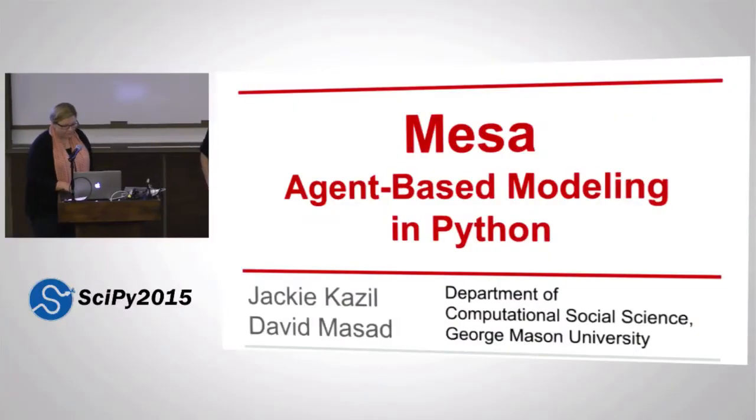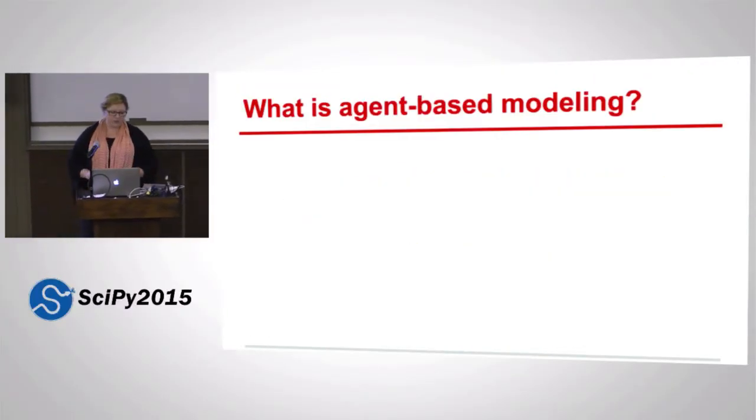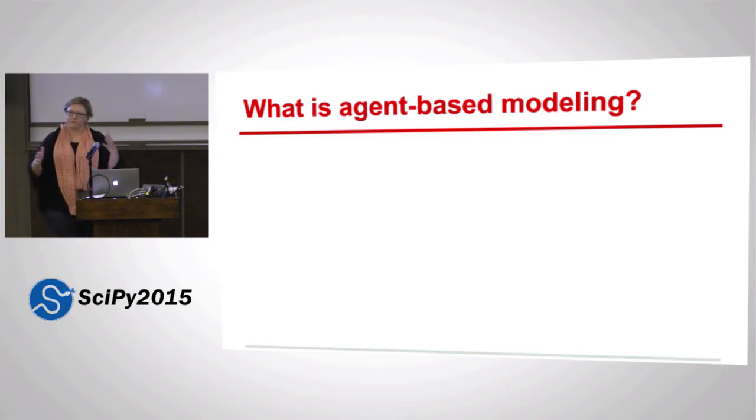Today we're going to talk about Mesa, which is an agent-based modeling library that we and a couple of others have contributed to, and it's based in Python. Quick question. How many people here have done agent-based modeling before? Okay, good. And how many people are familiar with agent-based modeling but haven't done it? Okay, good. So a little bit at the beginning is going to be an overview of different models for those who aren't familiar, and then we're going to show you how to build a basic model using Mesa and what it can do.